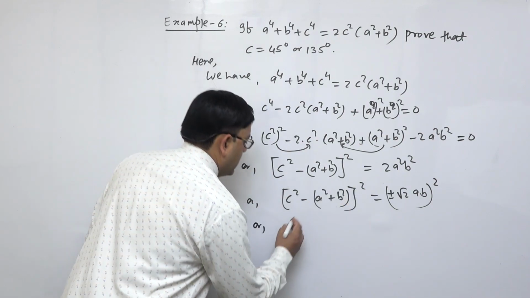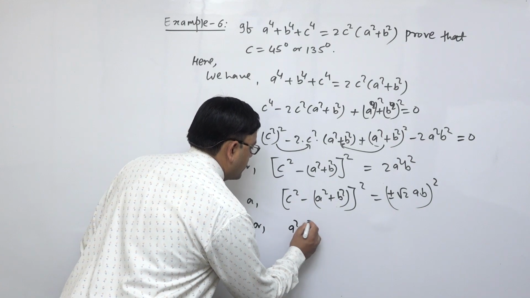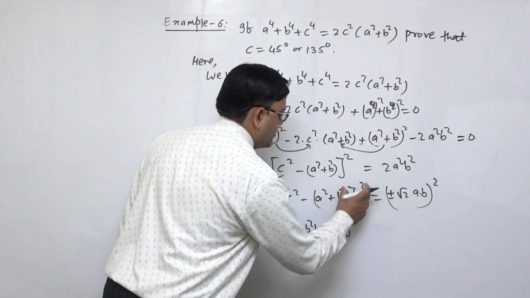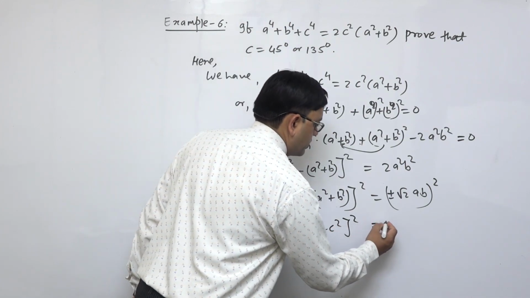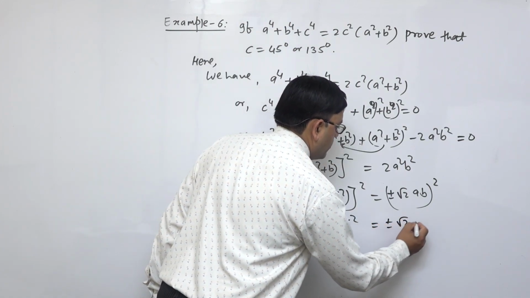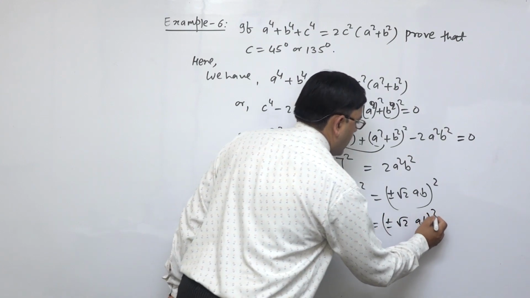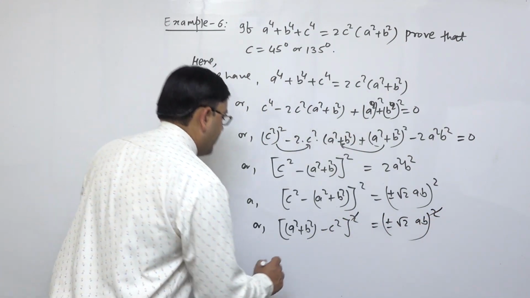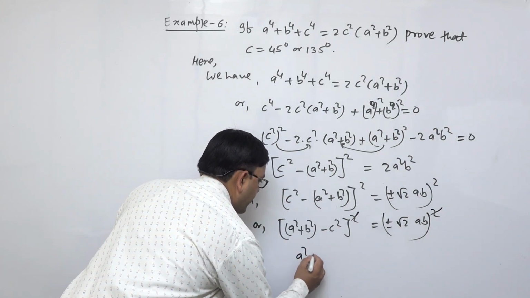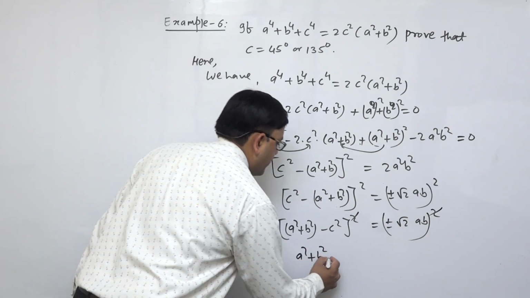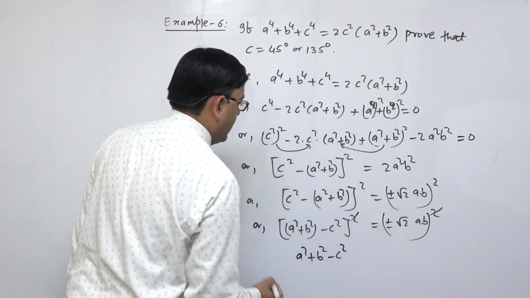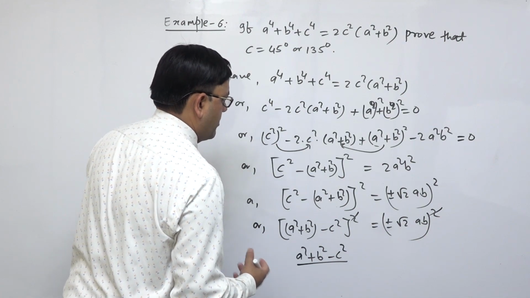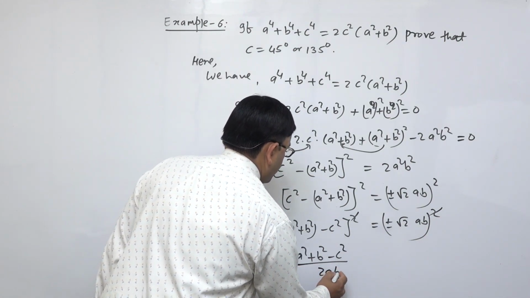If we take minus common, then minus square is also plus. So we can easily write a square plus b square minus c square whole square. This means also this one. This is equal to plus minus root under 2 times ab whole square. Now taking square root, or we can cancel this square. So we have here a square plus b square minus c square, and we can divide it by 2ab.